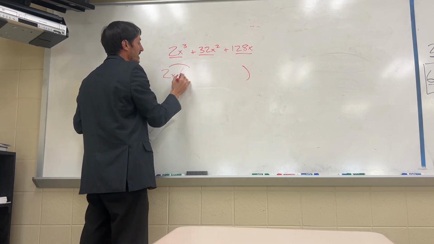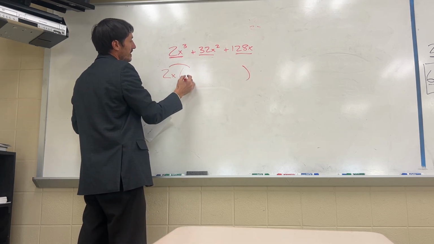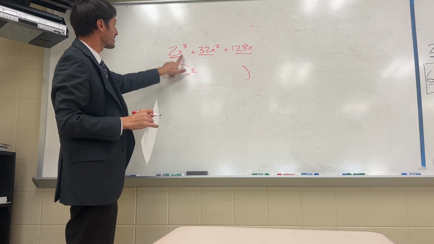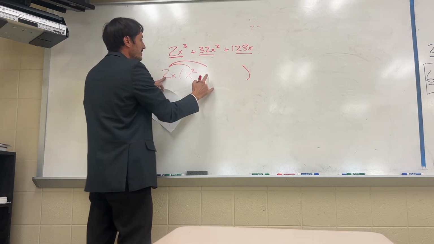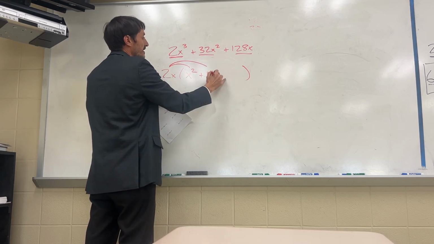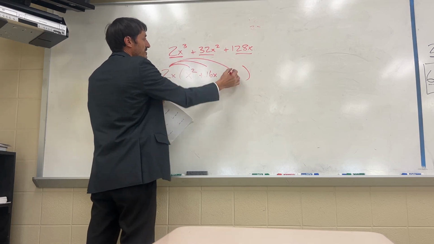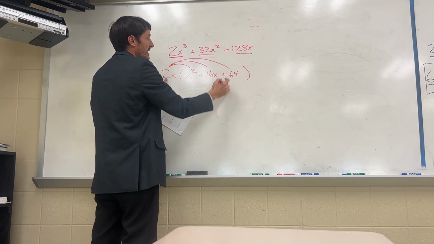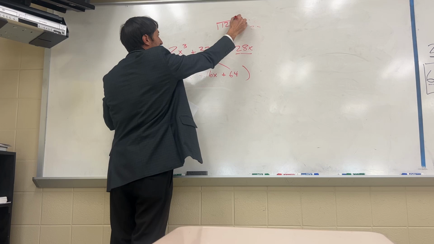Now we're going to ask 2x times what is 2x cubed? Well, that's going to be x squared. 2 times 1 is 2, and x times x squared is x cubed. Next, 2 times what is 32? That is 16. X times what is x squared? That's going to be an x. And then 2 times what is 128? That's 64. You may have to do 128 divided by 2.